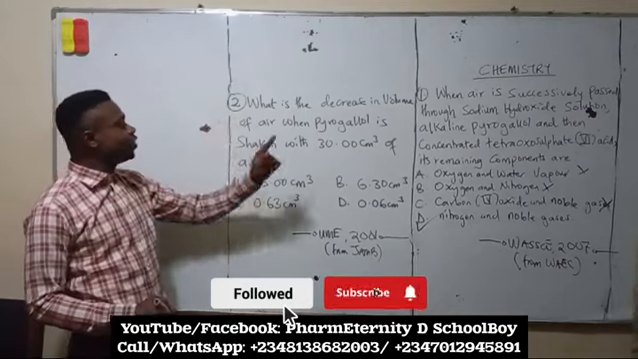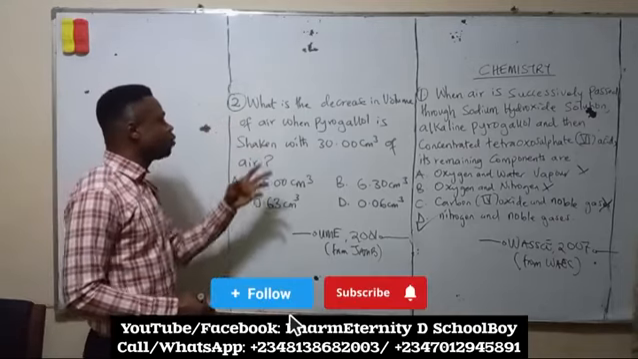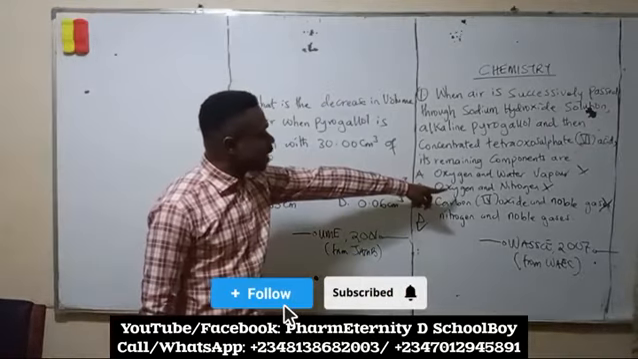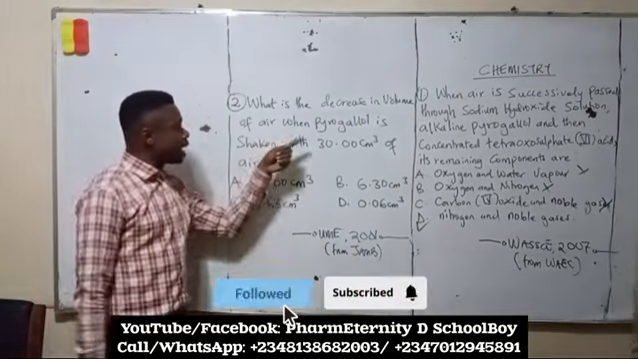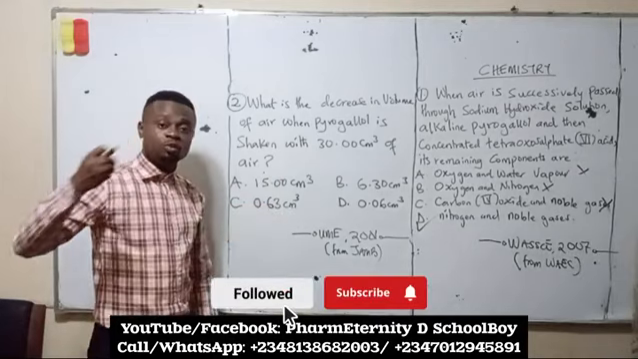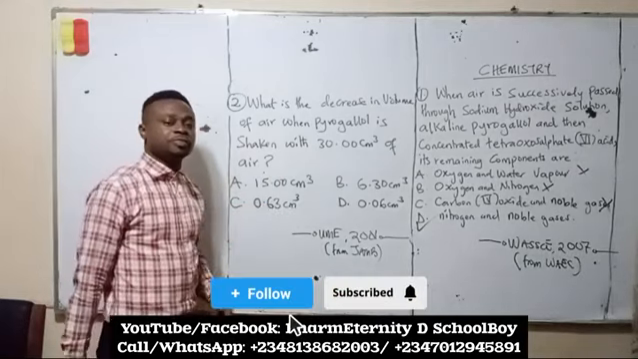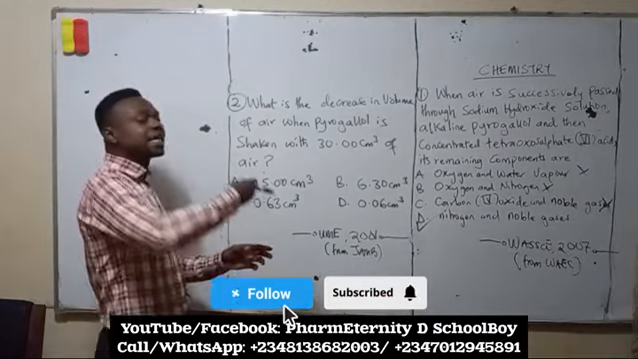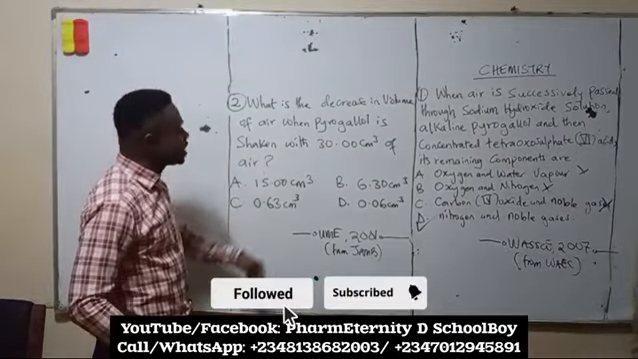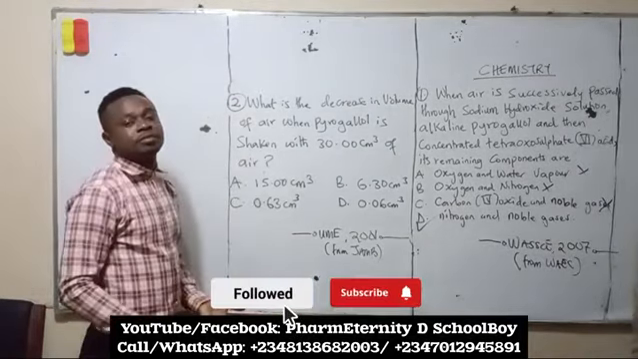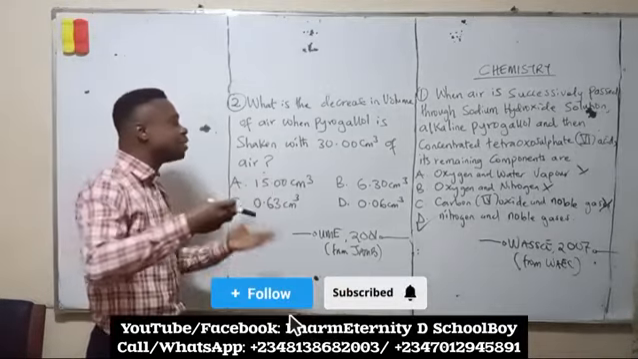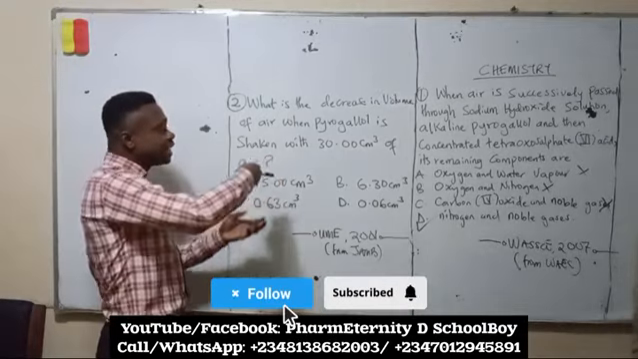What is the difference in the volume of air when pyrogallol is shaken with 30 cm3 of air? If air is passed through alkaline pyrogallol, oxygen will be taken away. Now, how do we know? If oxygen is taken away from the air, what will be the decrease in the volume? Because oxygen is lost, the volume of oxygen that will be lost will determine the decrease in volume.